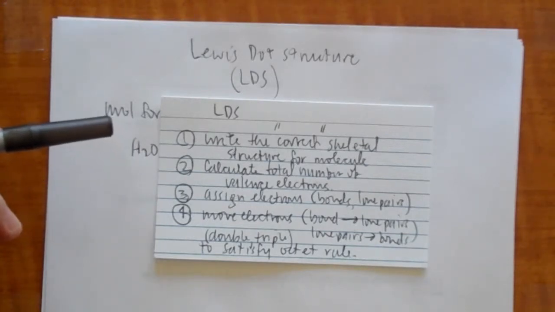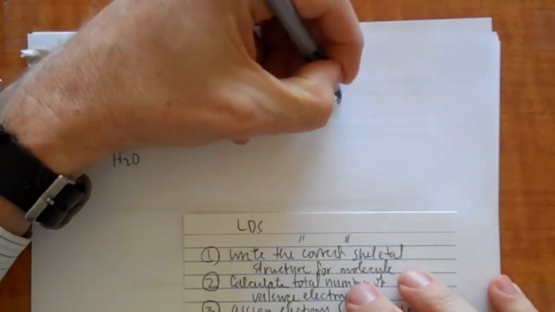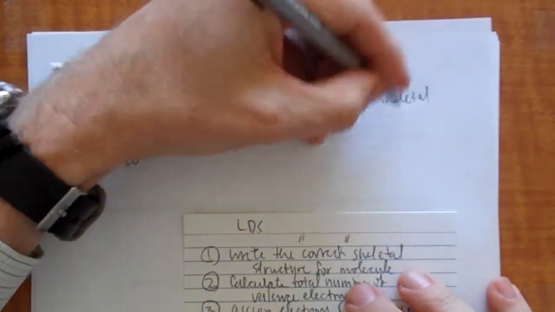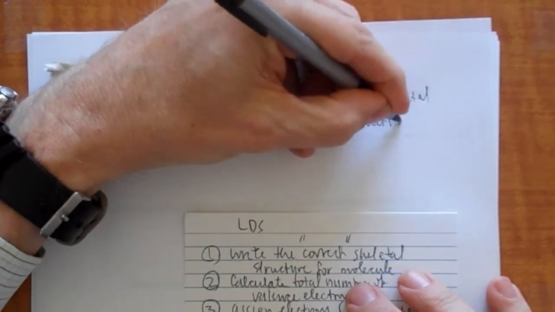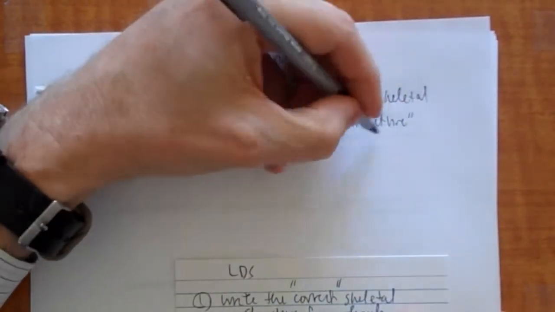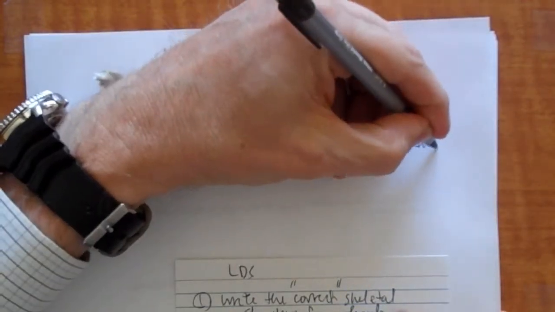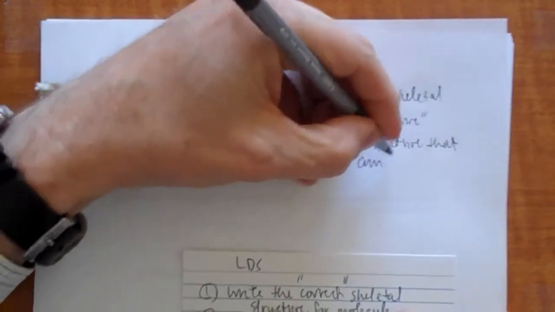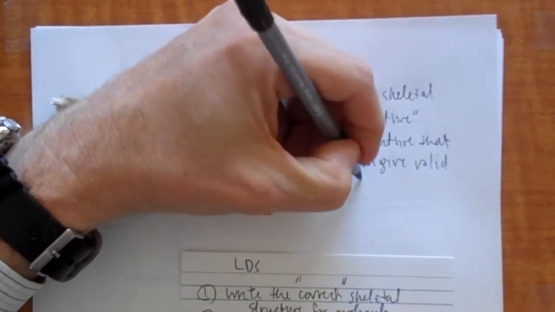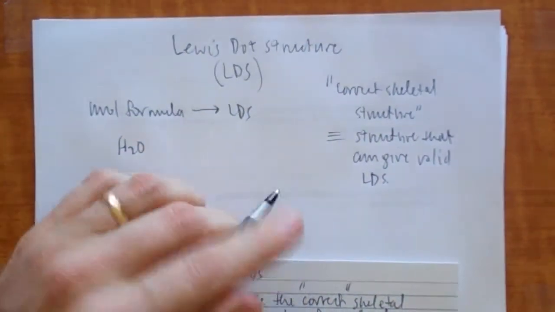But what we're going to do is make a guess. And correct skeletal structure means a structure that can give a valid Lewis dot structure. Okay? What does that mean? We're going to come to that.